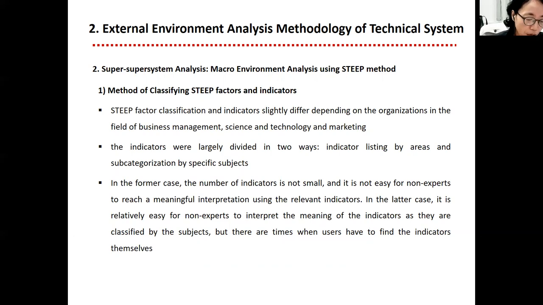differ depending on organizations. We examined the indicators used by six organizations and researchers in the fields of business management, science and technology, and marketing. And the indicators were largely divided in two ways: listing by areas and subcategorization by specific subjects.